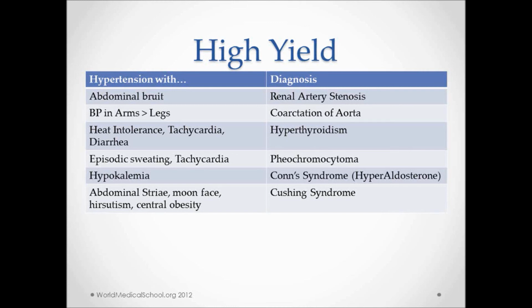Heat intolerance, tachycardia, and diarrhea, along with hypertension, is seen in hyperthyroidism. Hypertension with episodic sweating and tachycardia can be seen in pheochromocytoma. Hypertension with hypokalemia is classic for Conn syndrome or hyperaldosteronism. And hypertension with abdominal striae, moon face, hirsutism, and central obesity is seen in Cushing syndrome.